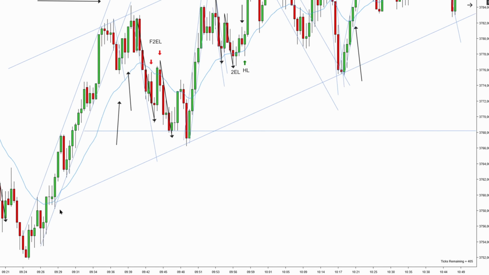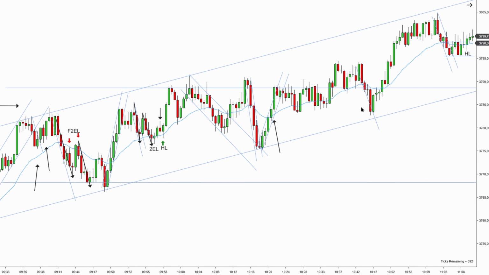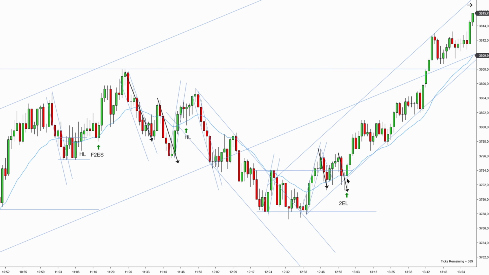So this right here is the high probability setup, just like here, the two-legged pullback setup. Okay, the context is bullish. You can see you're on the right side of the EMA, the two-legged pullback, and you can see this is how the market likes to move. And it's just about training your eyes to see it. You can see another first leg, second leg.